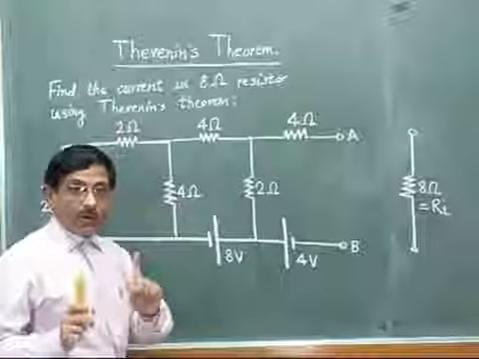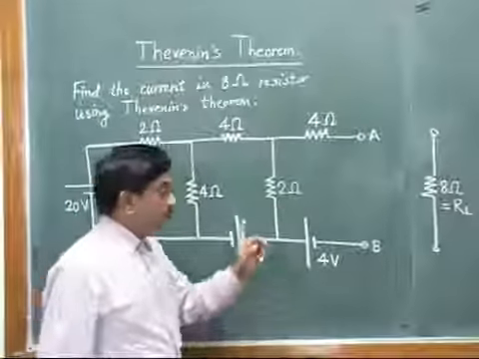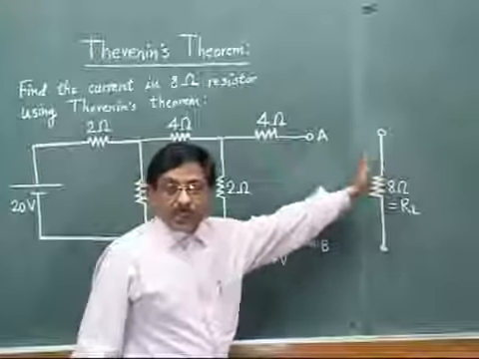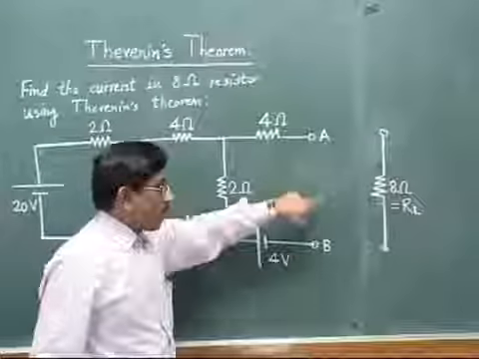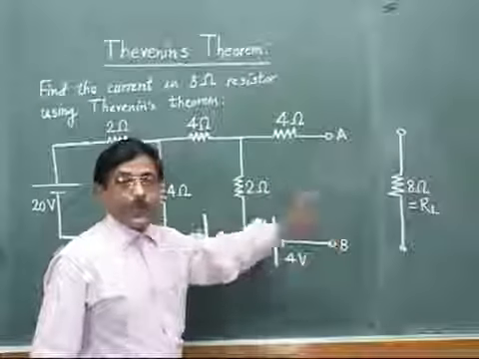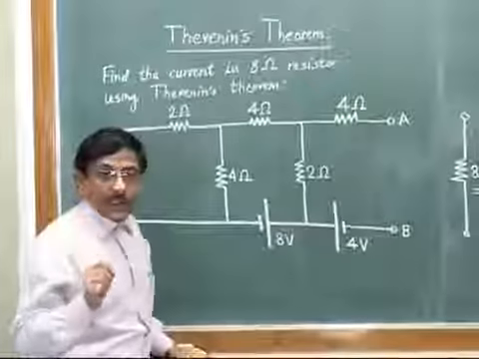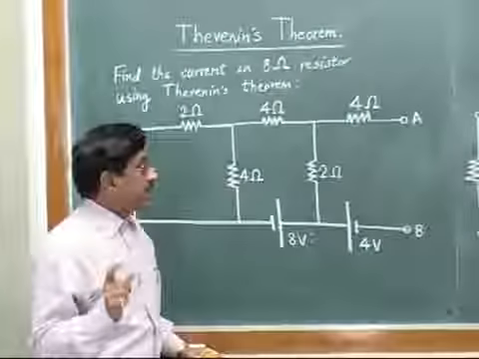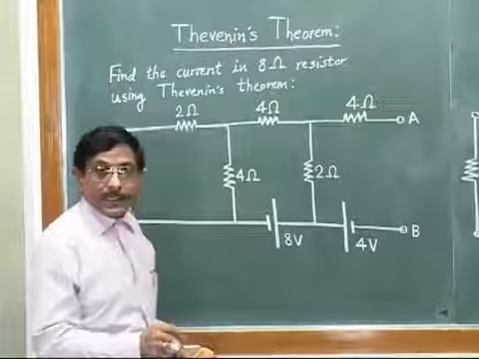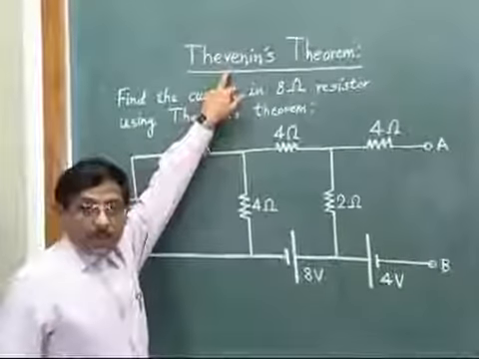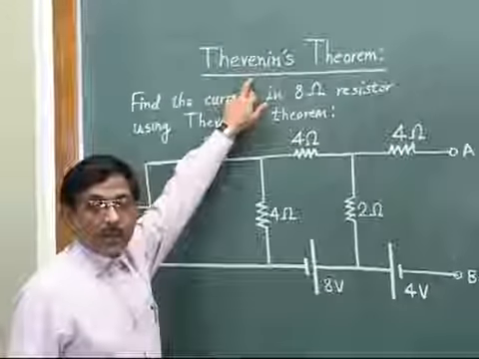So what is our first step? Our first step is that we have removed our load resistor from the circuit, and then we have marked the open terminals as A and B. Now see the fundamental idea of Thevenin's theorem, what Thevenin has said about his theorem. Remember, Thevenin is the name of a person who suggested this particular theorem.